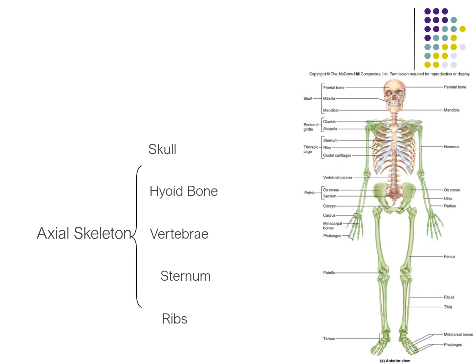Again, for the axial skeleton, we have the skull, the hyoid bone, which is located right about here, the vertebrae, the sternum, and the ribs. That is what we will be studying today.